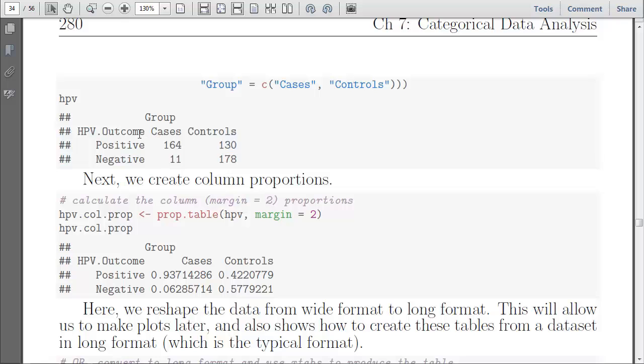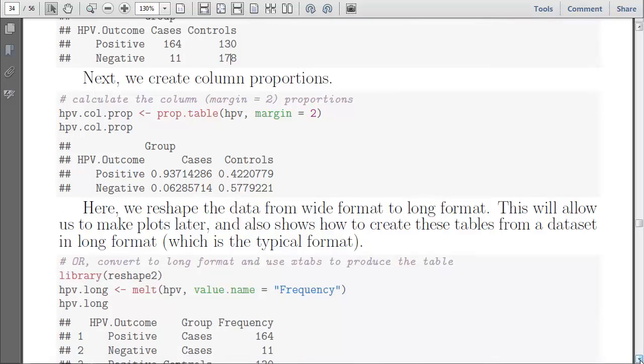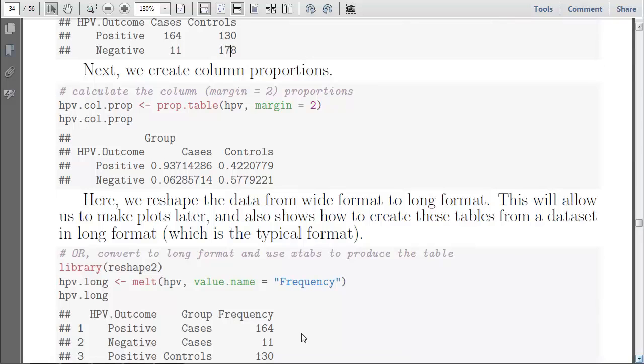And when I reshape this, it's going to take the first row, which indicates positive and negative, and create a column for those. It's going to take the column labels, the group, cases, and controls, and create a column for that. And it's going to create a third column which has the actual values in it. So if I scroll down a little bit, I can just barely get both on the same screen.